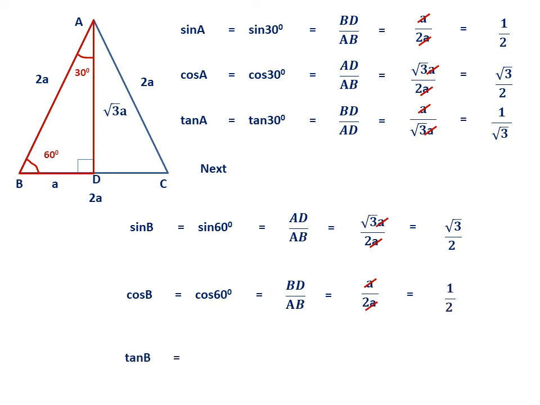There is a very interesting relation actually. Tan B will be equal to tan 60, that is AD by BD. AD is the opposite side, BD is the adjacent side. So that will be equal to root 3a by a, cancelling a, it is root 3. Now look here, sine 30 is 1 by 2, cos 60 is 1 by 2, they are equal, and there is a very interesting relationship between them also that we are going to study later. Similarly, sine 60 is root 3 by 2, cos 30 is root 3 by 2, they are just reverse, and tan 30 is 1 by root 3, tan 60 root 3.